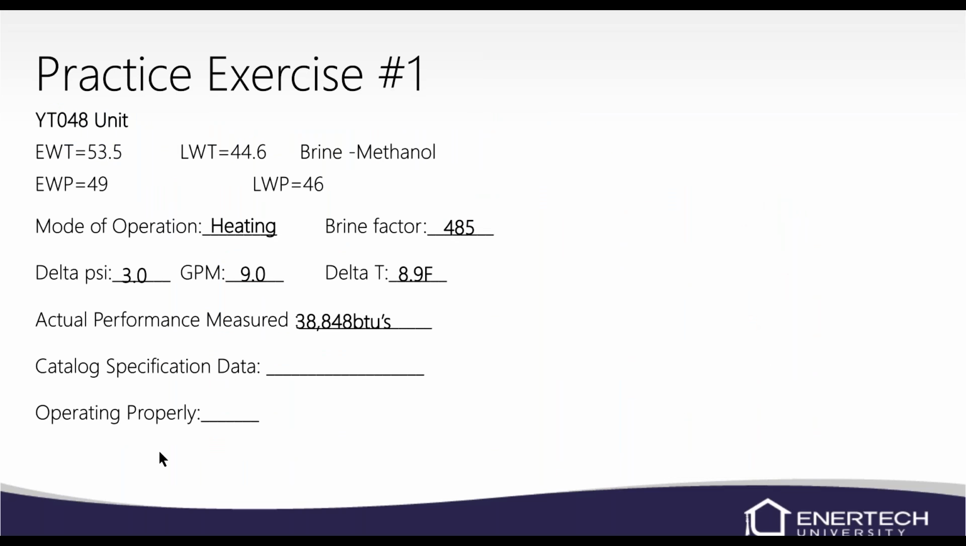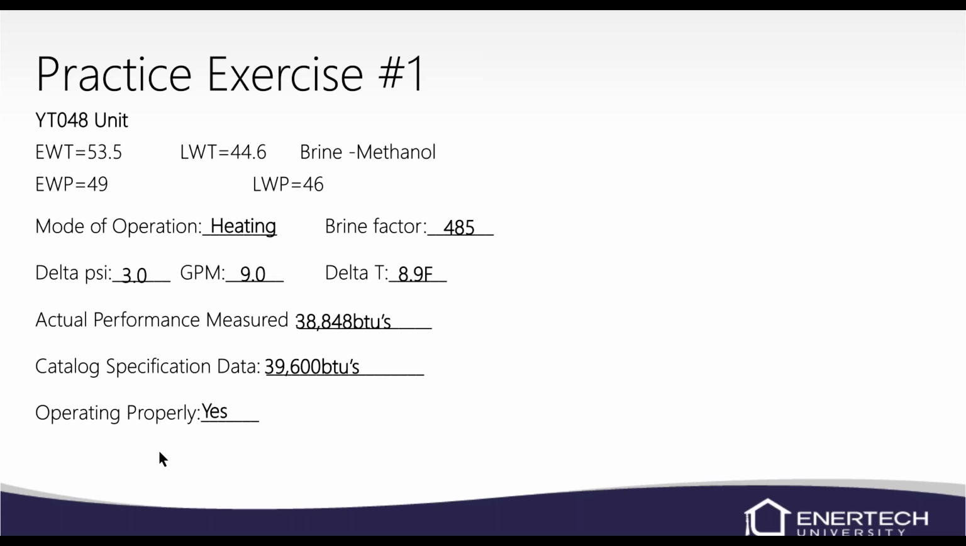So we measured 38,800. The catalog says we should be at 39.6. As long as we're within 10% of the 39.6, which would be roughly 35,600 BTUs on the low end, then we're operating properly. So we're within 10%, the unit is operating properly. So yes, the unit's operating properly. No, we don't need to put refrigerant gauges on there.